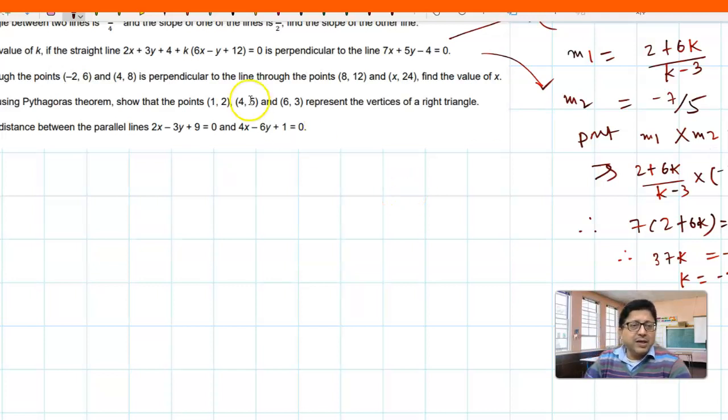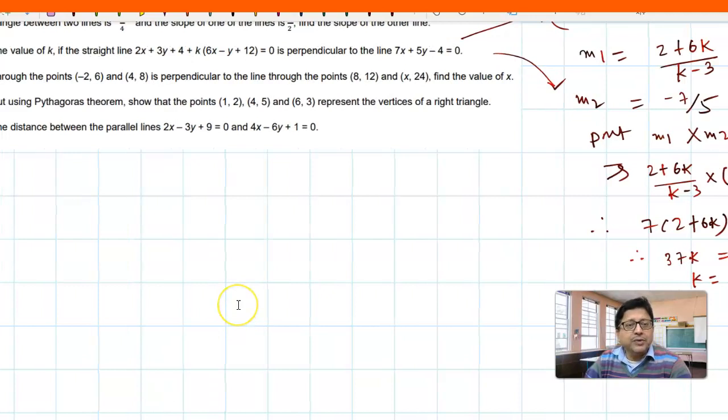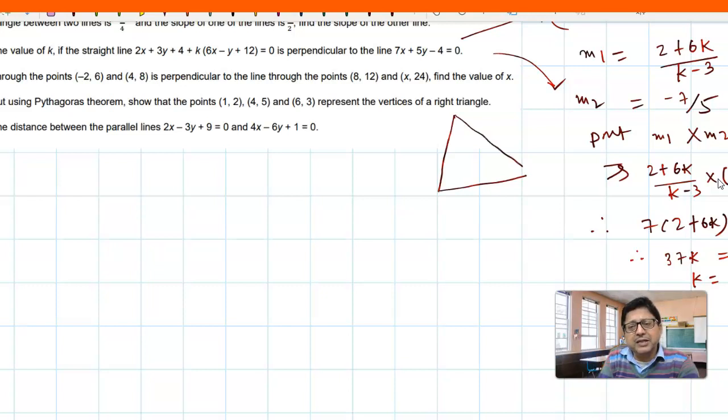Now the next one, that is number 8. What is the question here? Without using Pythagoras theorem, show that these represent the vertices of a right triangle. Very easy to do. You just draw a triangle, because you don't know which angle is going to be the right angle. Later on you will decide which angle is the right angle.